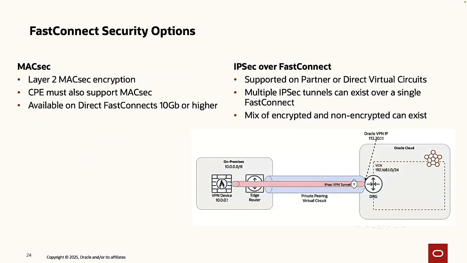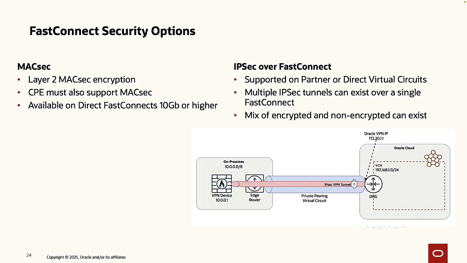With OCI, we have FastConnect security options. We have MACsec and we have IPSec for FastConnect. MACsec provides the following benefits to your FastConnect. MACsec, which is media access control security encryption for Oracle Cloud Infrastructure, is available for 10 gig, 100 gig, and now even supports 400 gig as well, on FastConnect direct single connections or link aggregations, in all commercial and government regions.